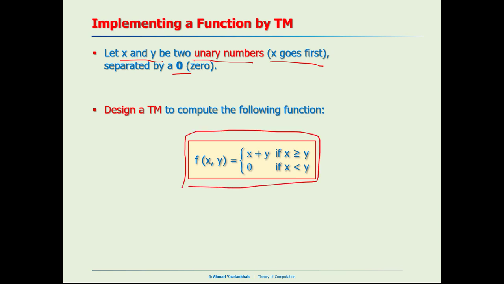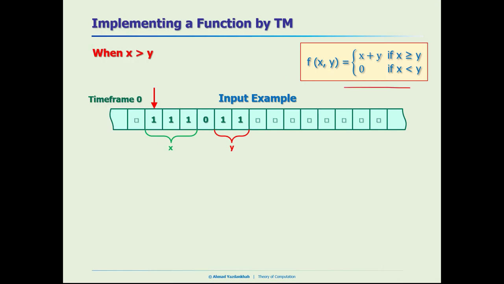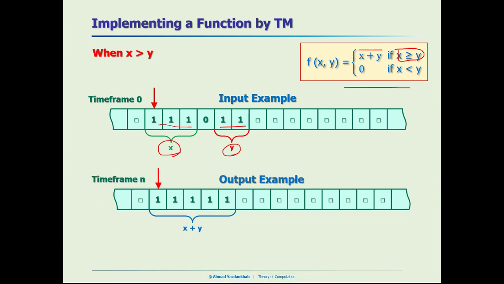Before starting, let's visualize what the input would be and what the output would be, which makes it easier to understand what we are supposed to do. Based on this function, if x is greater than or equal to y, we need to add x and y. Here x is greater than y, it's a 3, and here we have 2. So the output is supposed to be adding these two unary numbers. So here we have 5 ones.